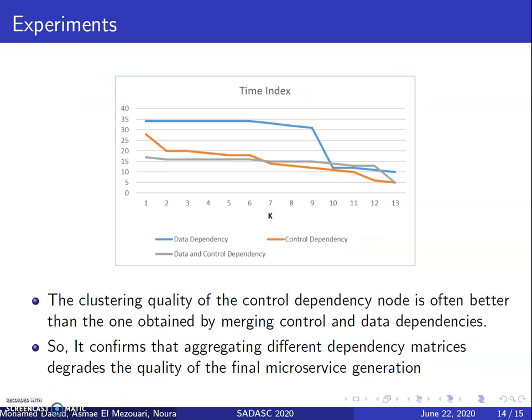This also shows that the quality of the clustering result obtained from the control dependency model is better than the one obtained if we merge both control and data dependencies model. This confirms that aggregating different dependency matrices degrades the quality of the final microservice generation.